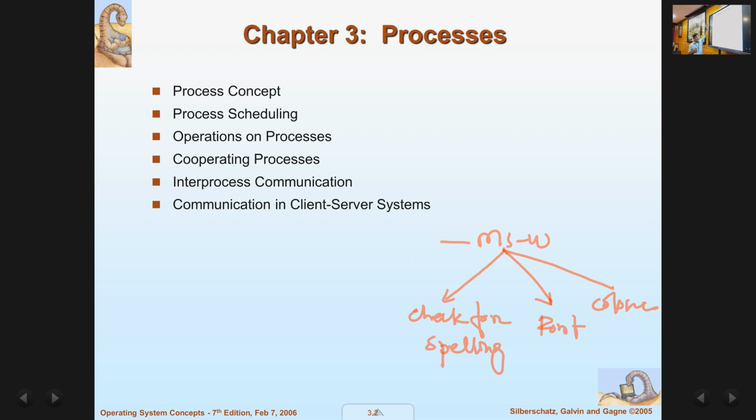Regarding process, when we discuss, we should study the concept of process, what exactly the process is. And the most important thing that you should deal with is the process life cycle. Then how the processes are scheduled, what are the operations which are done using processes, what are cooperating processes, what are inter-process communications, and the communications with respect to the client-server mode.